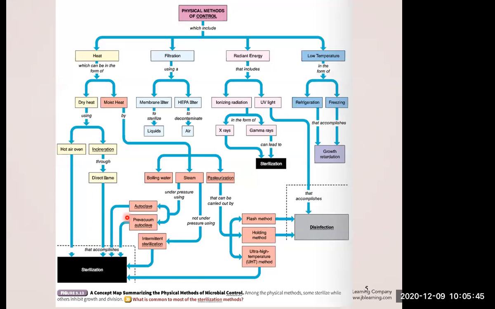Okay, this is a figure that lays out what we're going to talk about for the next 15 minutes or so. So all of these ways, heat, filtration, radiant energy, or low temperature, these are all ways that we can physically control microorganisms in the environment. We're going to start with heat. You'll notice here there's a difference between dry heat and moist heat.